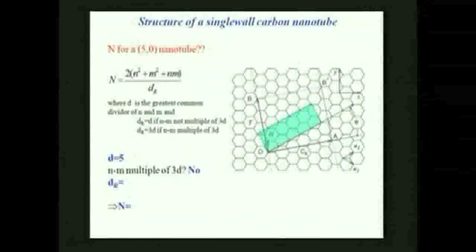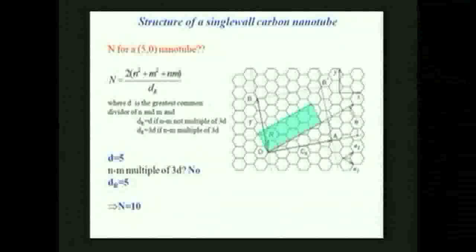So if the answer is no, you are in this case, and dr is equal to d, that is equal to 5. Then, can you calculate the number of hexagons in a (5,0) nanotube? Yes, you can. You will find 10. If you have 10 hexagons, you will have 20 carbon atoms. And once again, you can check on this graph that you do have 20 carbon atoms in this unit cell.